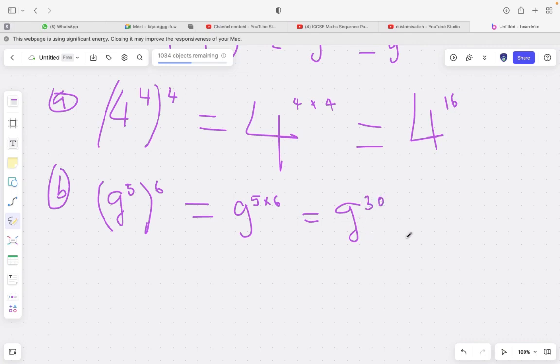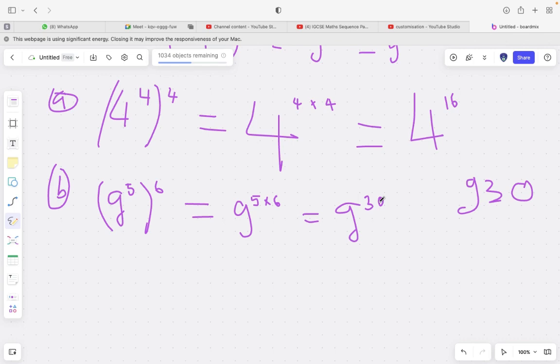This is not g30, it is g to the power of 30. This is a power. Don't write them like an equal. If you write something like this, the examiner will give you 0. It's not g30. This is g to the power of 30. You must understand the difference.